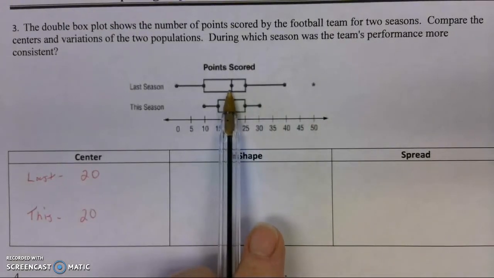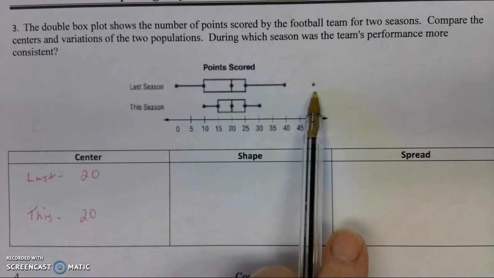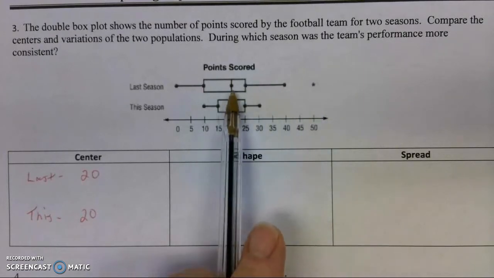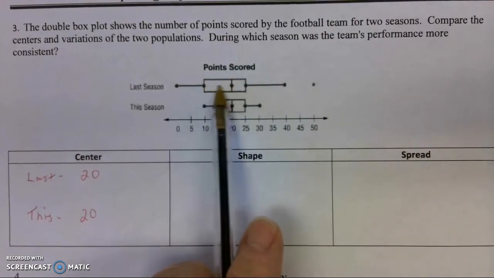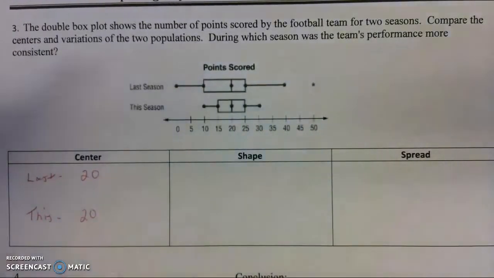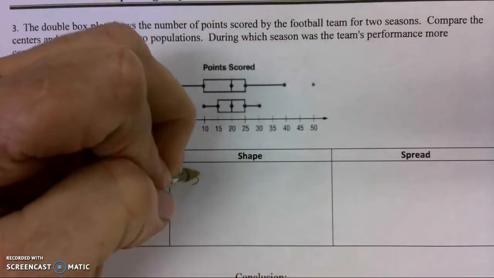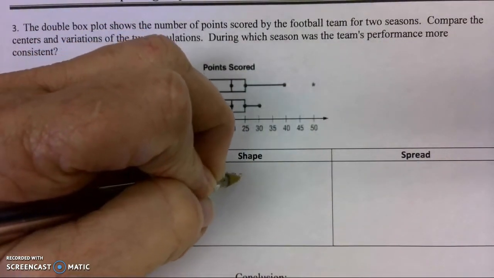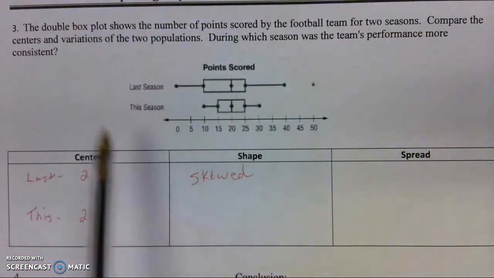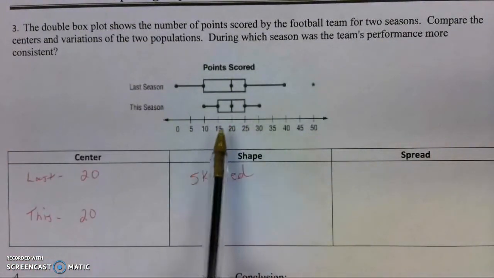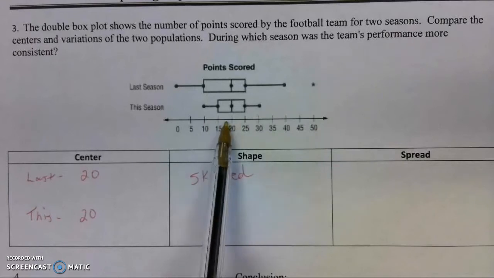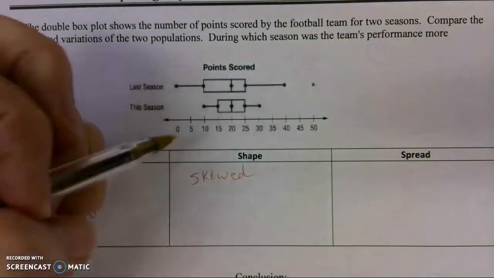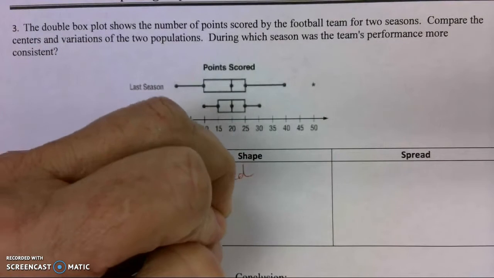Notice that last season, first of all, I got an outlier way out there. And if I folded right along here, this would not match. So I've got a wide space in there, got another wide space there. So I'm going to say that this data is skewed. And then let's take a look at this season. This season, between each of my quartiles, I have 5, 10, 15, 20, 25, 30. So that data is symmetric.